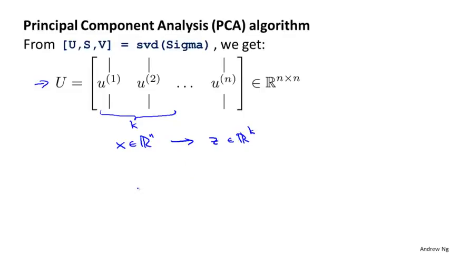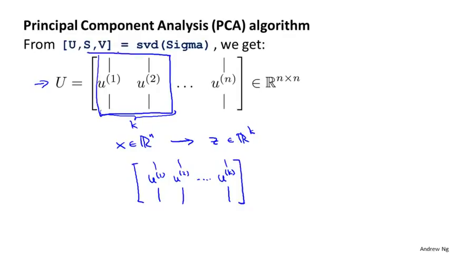So the way we're going to do that is I'm going to take the first k columns of the U matrix. So I'm going to construct this matrix. I'm going to stack up U1, U2, and so on up to UK in columns. It's really basically taking this part of the matrix, right? The first k columns of this matrix, and so this is going to be an n by k matrix.